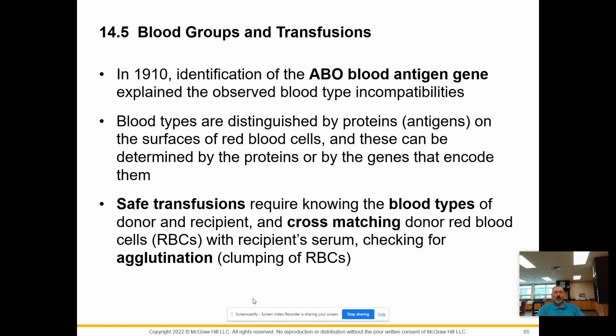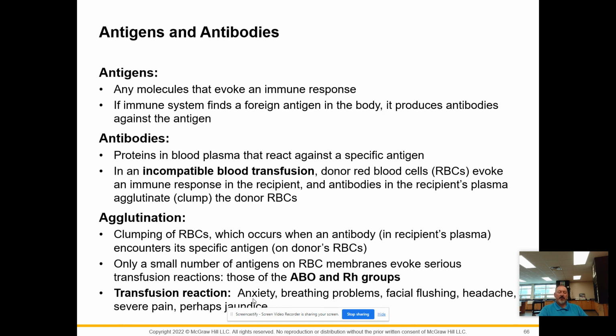Safe transfusions require matching the blood types of the donor and recipient, and cross matching. This determines whether it is okay for them to receive this type of blood. If you have a negative reaction, it causes something called agglutination. When you get the wrong blood type transfused, it does not cause clotting, it causes agglutination. Agglutination is a clumping together of cells.